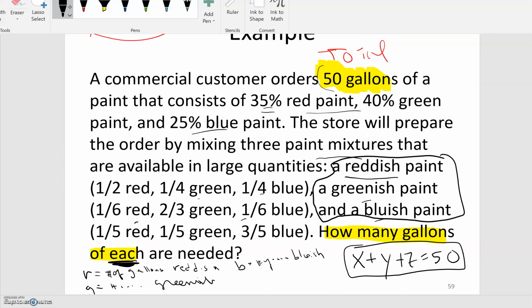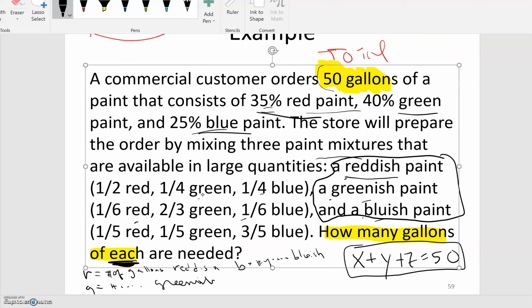If you think back to your mixture problems, what is it that we're trying to equate? Like with the methanol problem that we did several videos ago, remember that we wrote a pure methanol equation? So I'm going to write a pure red equation, a pure green equation, and a pure blue equation. In other words, how much pure red is contributed by the reddish, the greenish, and the bluish, and that's got to add together to be the amount of pure red in my final product, which is 35% of 50. Okay, so let me do that.